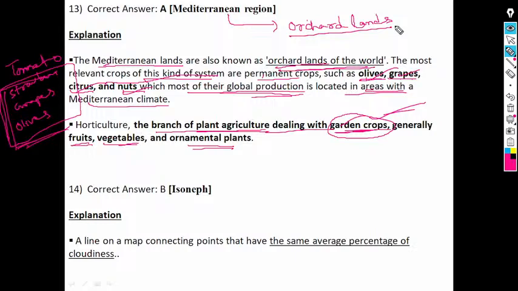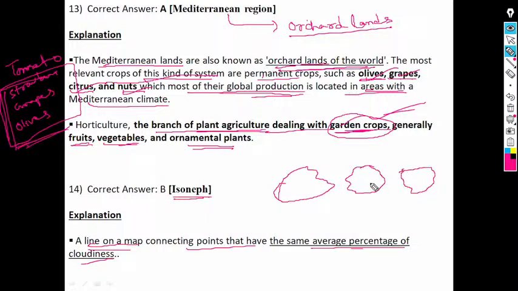Then isonef. An isonef is a line on a map connecting the points that have the same average percentage of cloudiness. The line joining the places with the same average percentage of cloudiness is called an isonef.